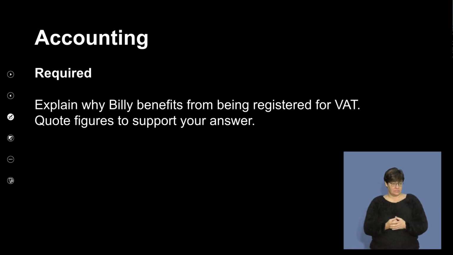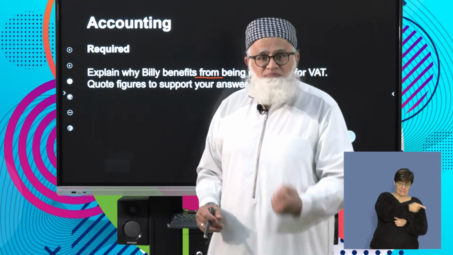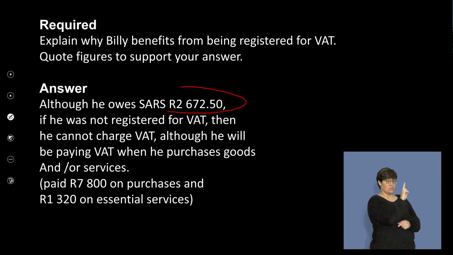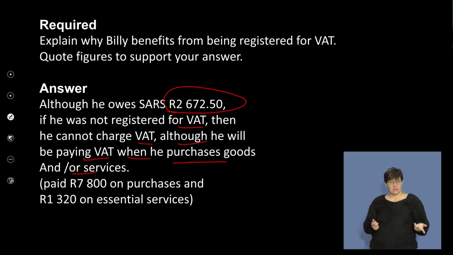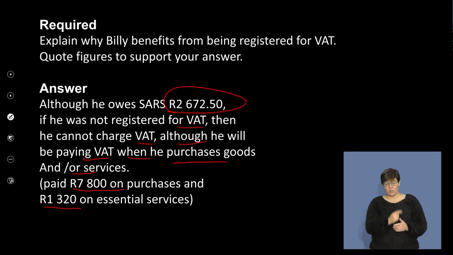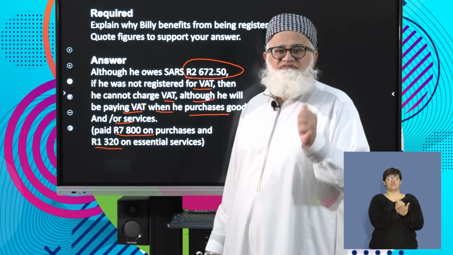Now, the question says, explain why Billy benefits from being registered for VAT. Quote figures to support your answer. Very important. The moment a question says, quote figures, you have to actually use figures from the given information to support your answer. Although we owe SARS an amount of 2,672 Rand and 50 cents, if we were not registered for VAT, then he cannot charge VAT, although he will be paying VAT when he purchases goods and services. For example, we paid the 7,800 on the purchase of goods. If you were not registered for VAT, the full amount would have been just part of your payment. And also, 1,320 on the essential services. The fact that we've paid that amount, we can claim it back because we are VAT registered. We are VAT vendors.